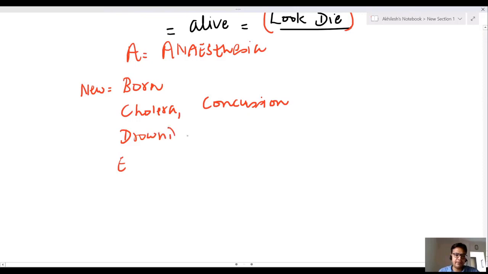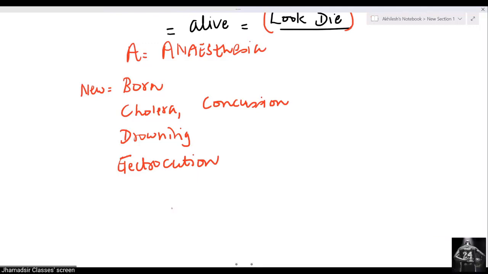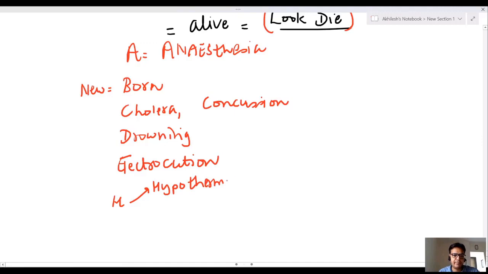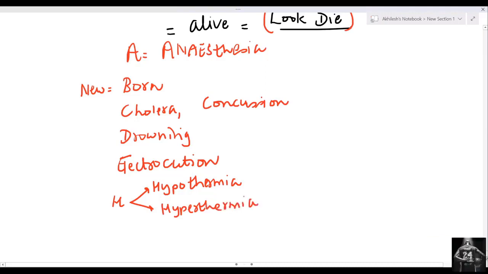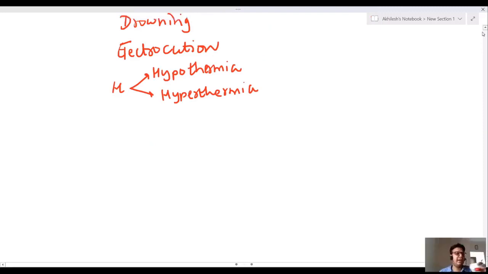D for drowning. E for electrocution after electric shock. H for hypothermia and hyperthermia. These are two examples, hypothermia and hyperthermia.